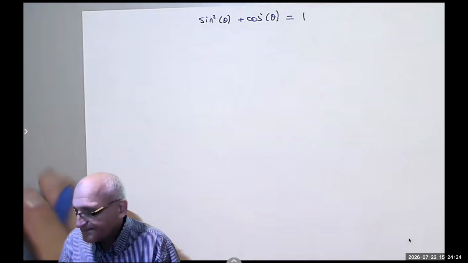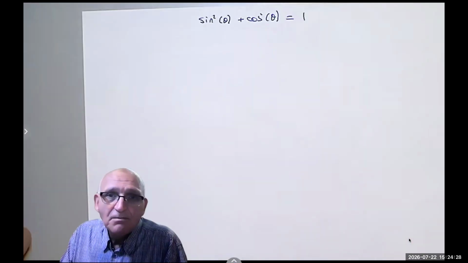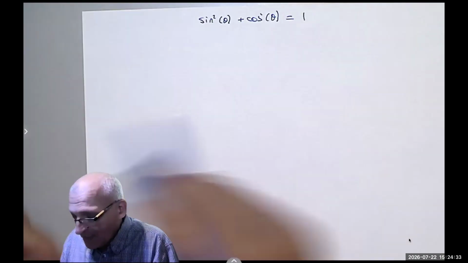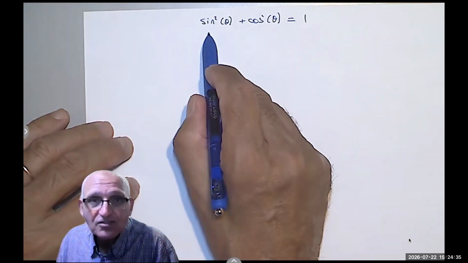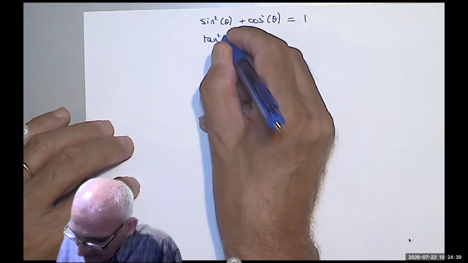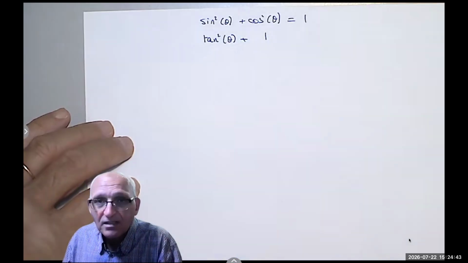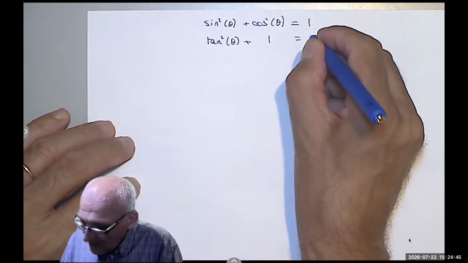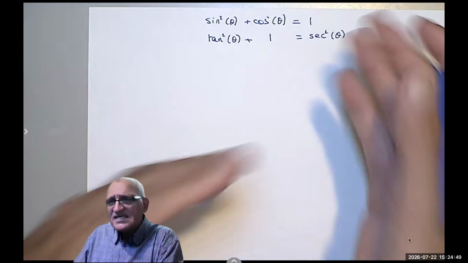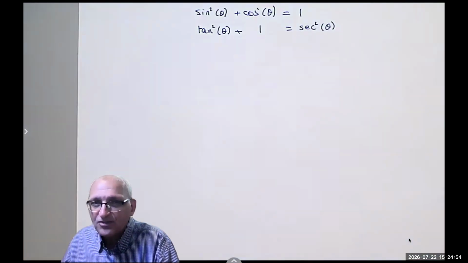For example, suppose I divide this whole equation by cosine square. Sine over cosine is tan, so sine square over cosine square is tan square theta, plus cosine square over cosine square is 1. 1 over cosine square is secant square. So it's the same identity, but derived from it. We cannot really call them two identities.